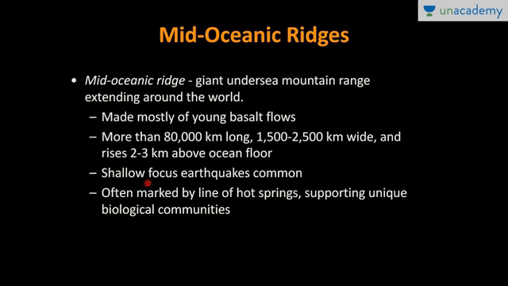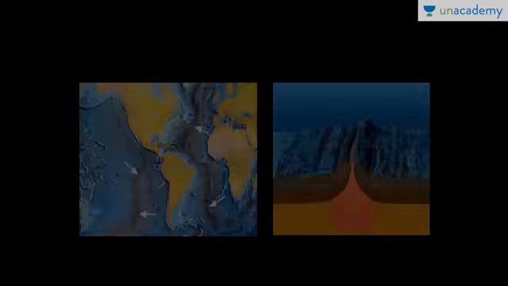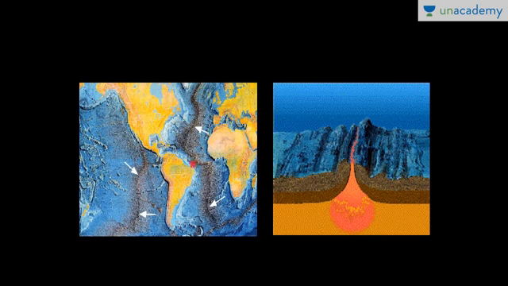Okay, and here generally shallow focus earthquakes occur and fissure type volcanic eruptions occur. Okay, and these are often marked by lines of hot springs and geysers. Now see, you can see it here. This one is the mid-Atlantic ridge, and actually Iceland, which is an island, is a part of the mid-Atlantic ridge, and that is why it is famous for hot springs and geysers, right?